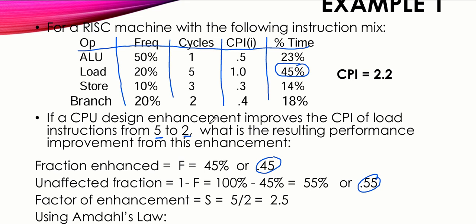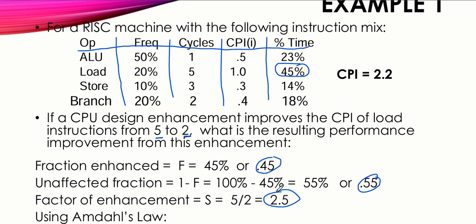Or if you can't get it right, just remember that because they said it's an improvement from 5 to 2, you have to get a number greater than 1. So 5 over 2 will give you that, but 2 over 5 will give you 0.4, which is wrong. But the ideology is there: performance is inversely proportional to execution time, but execution time is directly proportional to CPI. In the end of the day, if you are finding the factor S, it will be the old CPI over the new CPI.